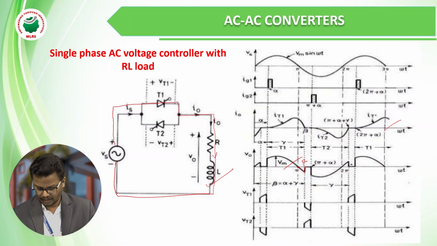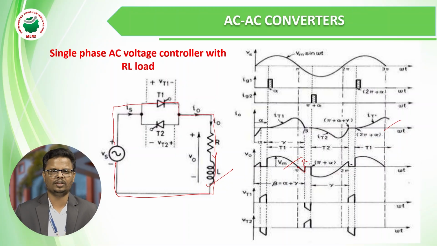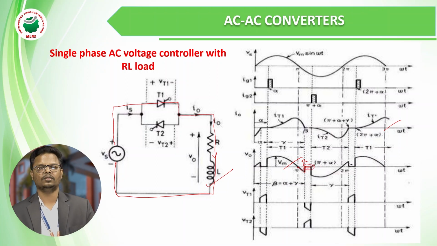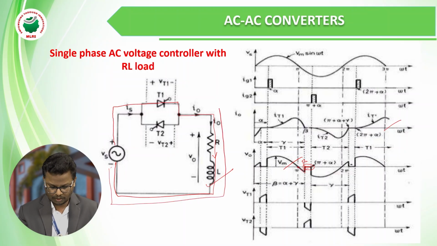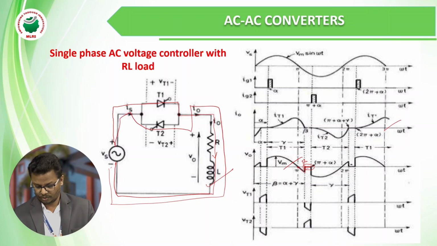At beta the inductor energy has decayed to 0, so the output voltage becomes 0. From beta to pi plus alpha, we can observe the output voltage is 0. At pi plus alpha, we trigger the second thyristor T2, and it starts conduction. Now the current path is from negative Vs to the load to the thyristor T2, and from T2 back to the supply. It will conduct up to 2 pi.